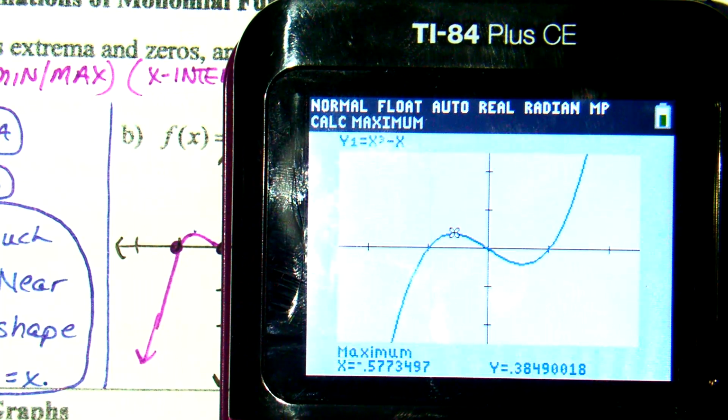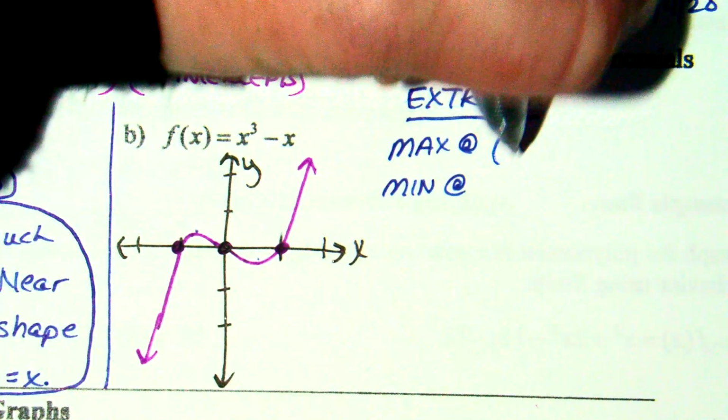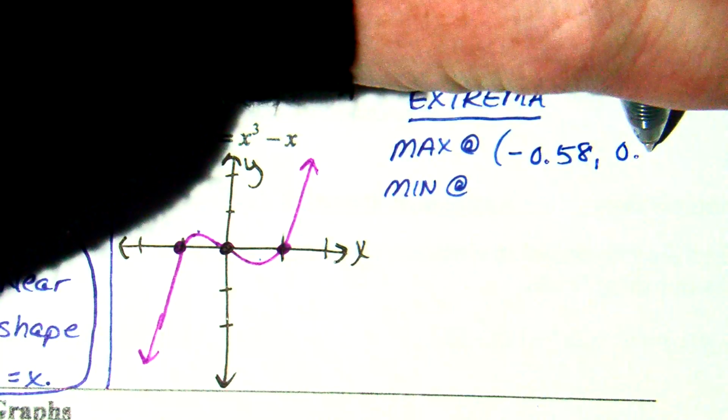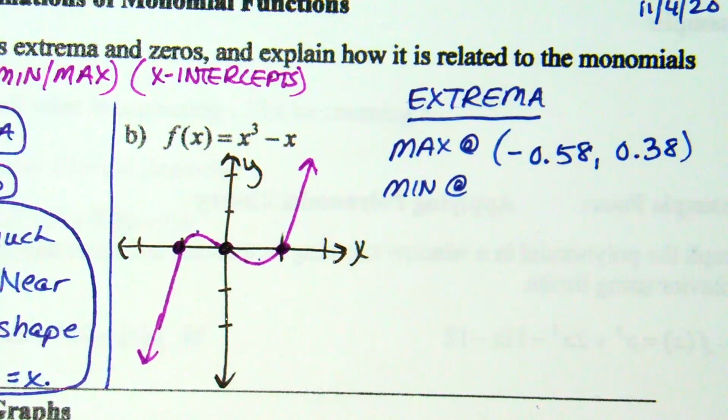So if you've matched my maximum, negative 0.5773497 is my x value, and 0.384900018 is my y value. Okay? I'm going to put that to 2 decimal places. So I'm going to put my max at (negative 0.58, 0.38). Find your minimum.